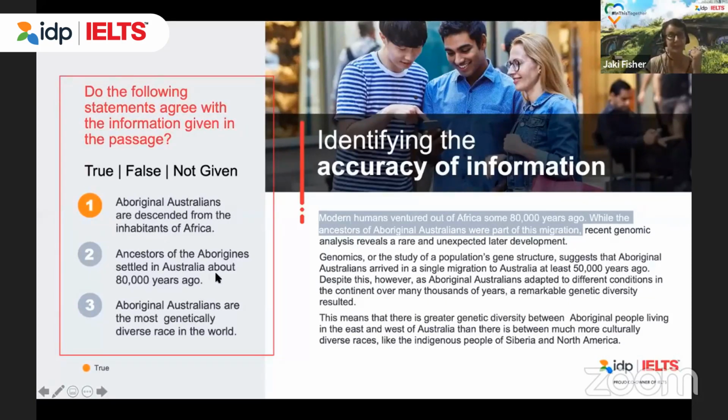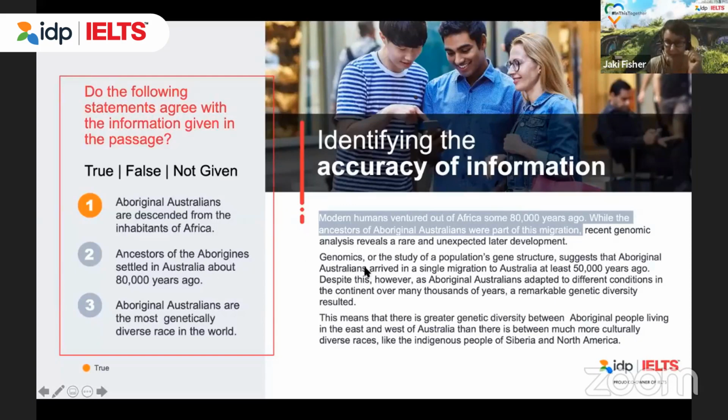Ancestors of Aborigines settled in Australia about 80,000 years ago. So we need to look for the key words, the important words. So here it's settled, ancestors, 80,000. So if we look down, now here's an 80,000 here. See, they like to try to confuse you, but this is when they left Africa. That's not correct. What it says, Aboriginal arrived.